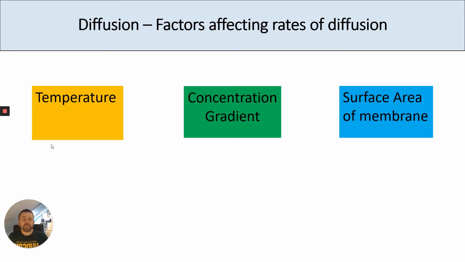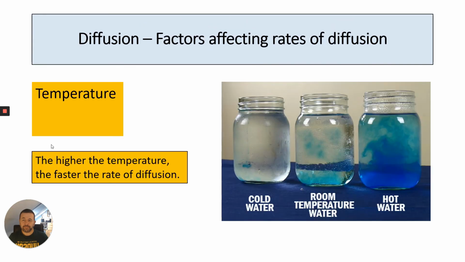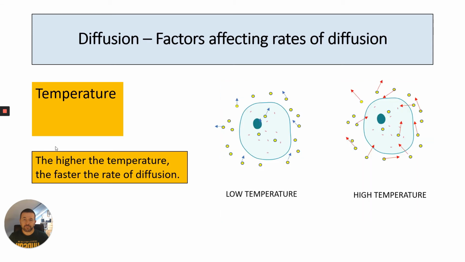Diffusion is affected by three different main factors. So, factors affecting the rates of diffusion. They are temperature, concentration gradient, and surface area of membrane. Temperature. As you can see in this diagram, you've got some cold water and hot water, and some food dye has been placed into the water, and you can see that the food dye has spread much quicker in hot water. And basically, the higher the temperature, the faster the rate of diffusion.